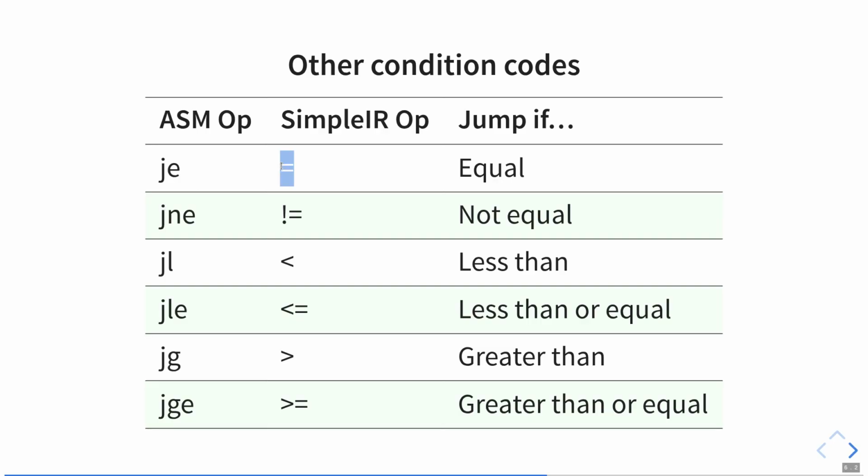So comparison for equality only has E, JE. Comparison for inequality has JNE. Less than, JL. Less than or equal to, JLE. So hopefully the mnemonics are kind of intuitive. They're meant to be. But any questions on what these mean?